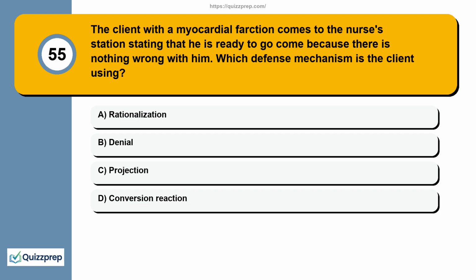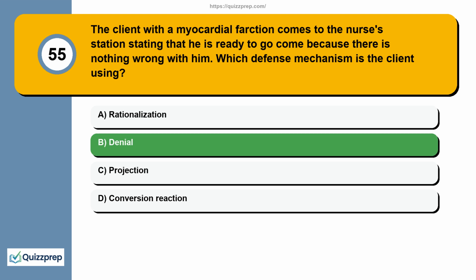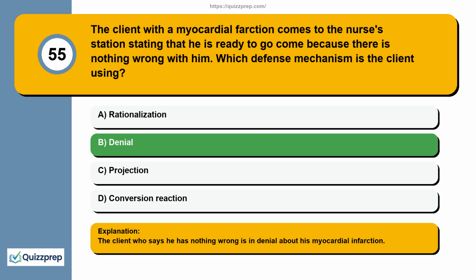Question 55. The client with a myocardial infarction comes to the nurse's station stating that he is ready to go home because there is nothing wrong with him. Which defense mechanism is the client using? Rationalization, denial, projection, conversion reaction. The client who says he has nothing wrong is in denial about his myocardial infarction.